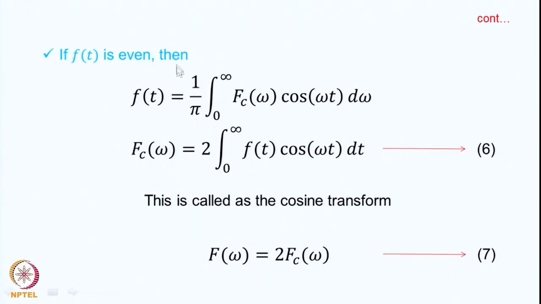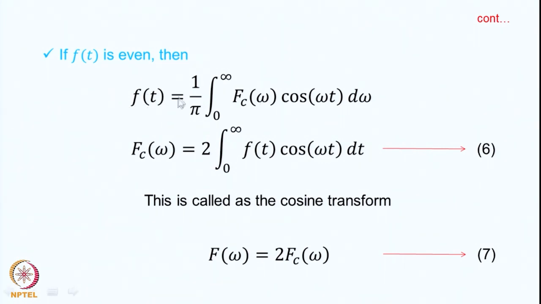Suppose f of t is even. Remember in the earlier case we had these limits going from minus infinity to infinity. If the function is even, you also notice that f of t is equal to f of minus t. Therefore, I can simplify this, with the time domain going from 0 to infinity or the frequency domain also going from 0 to infinity. I eliminate the negative components in the time domain or in the frequency domain. So, when I do this, that definition will simplify to this particular definition.